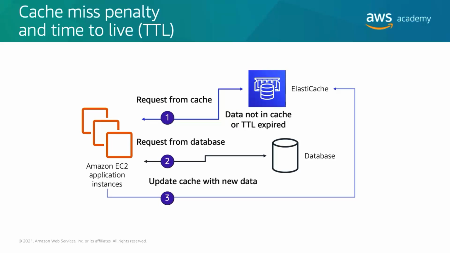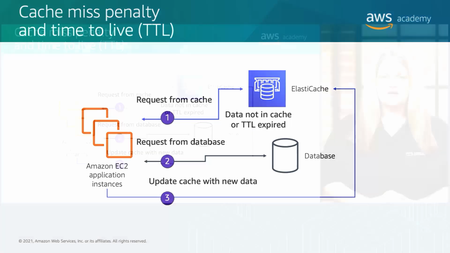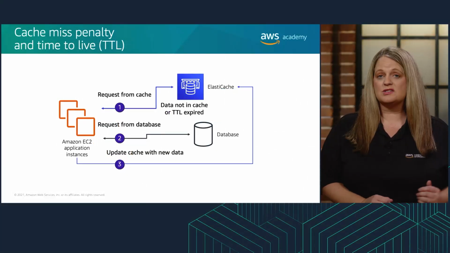Recall that a cache miss might happen if the desired value is not in the cache or the requested key has expired, meaning the time to live, or TTL, has expired. In addition to deciding what to cache, you must decide the TTL for data in the cache. A short TTL might result in more cache misses, but extending the TTL could mean you're returning stale data to your application. Cache expiration can get complex quickly.